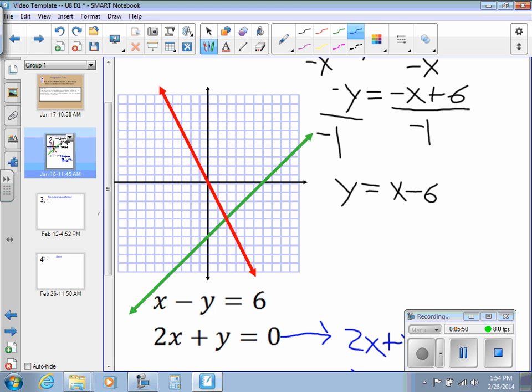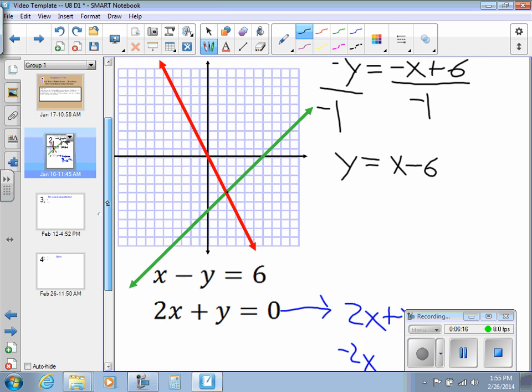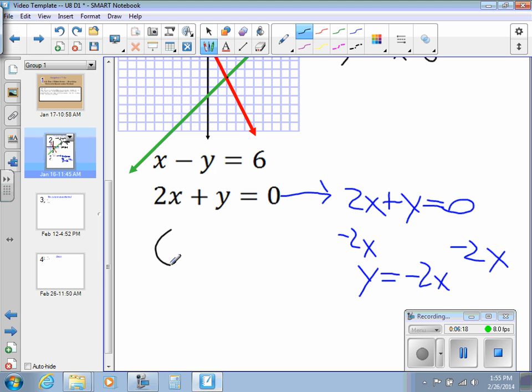Now, what do I have? I have a point right there. Well, let's see, what is that point? Well, my x coordinate is going to be 2, and my y coordinate is negative 1, 2, 3, 4. So this point is (2, negative 4). And that's my solution.